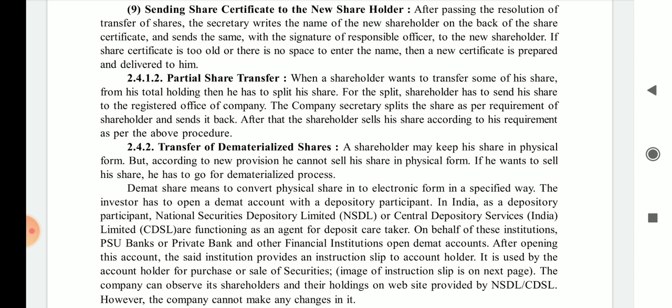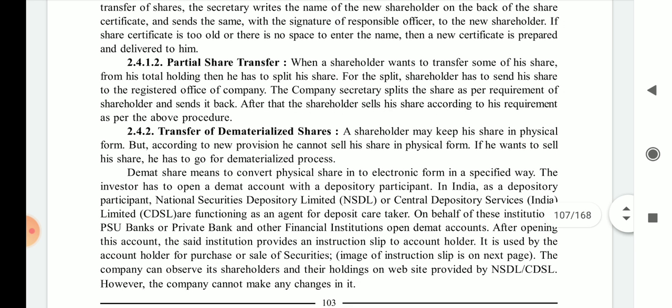Now, transfer of the dematerialized share. A shareholder may keep his share in physical form, but according to the new provision, he cannot sell his share in physical form. If any person wants to transfer a demat share, at that time the procedure of the transfer of the share should be followed. If any person wants to keep a physical share with him, he can, but according to the new rules and regulations, he cannot sell the share in physical form. If he wants to sell his share, he has to go for the dematerialized process.